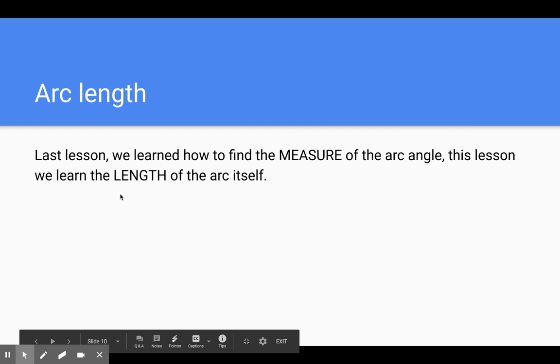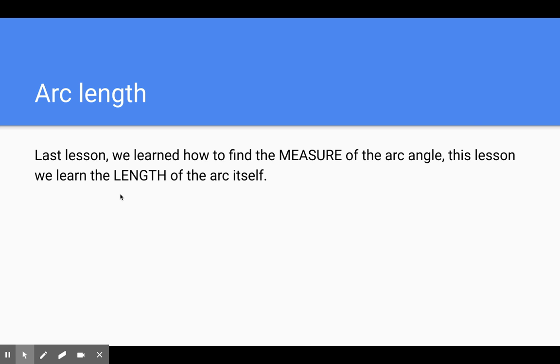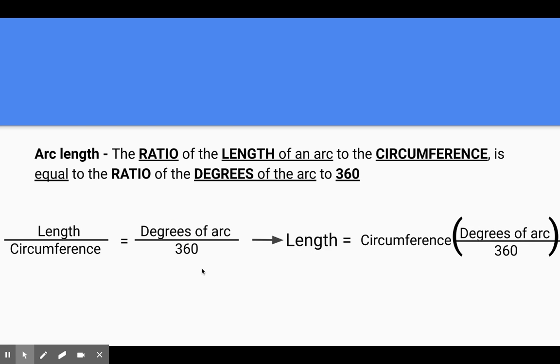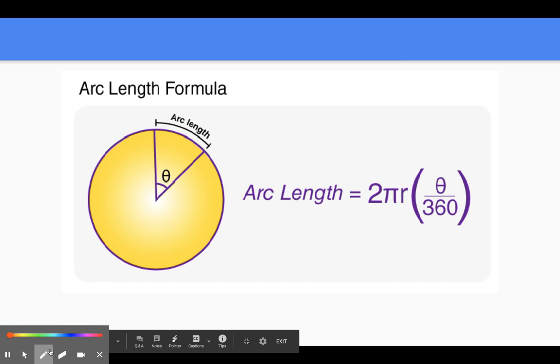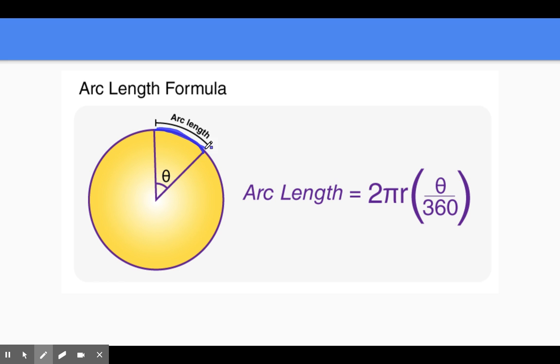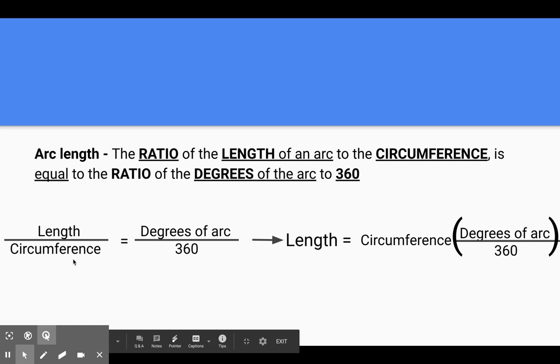Okay, arc length. Last lesson we learned how to find the measure of an arc angle. This lesson we learn the length of the arc itself. Last lesson, we learned how to find the angles of the arc. Now in this lesson, we're actually going to find out the length, like a physical distance, of an arc. So that's the difference between what we learned last lesson and this lesson.